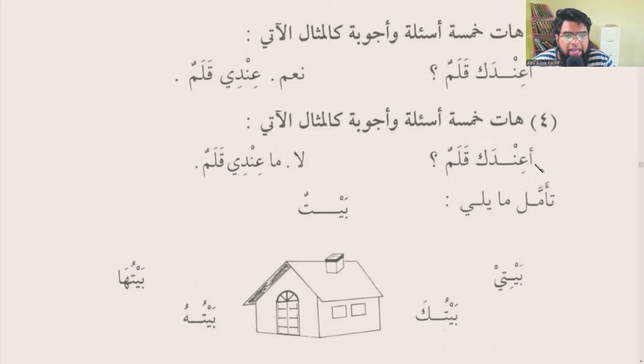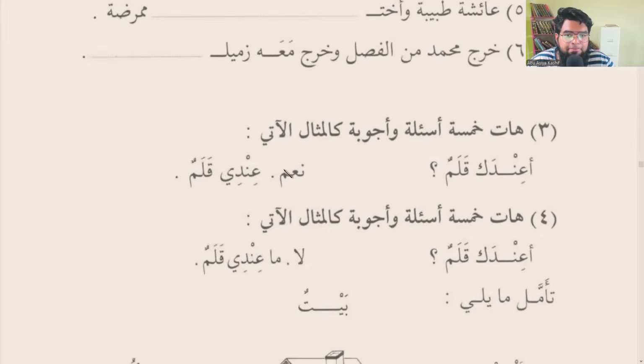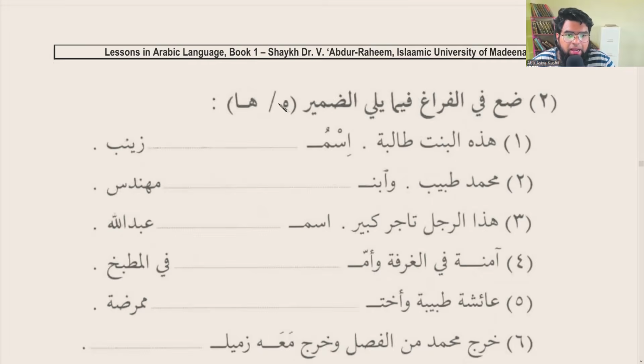You don't have. عندك قلم؟ لا ما عندي قلم. So عندك سيارة؟ لا ما عندي سيارة. عندك دراجة؟ لا ما عندي دراجة. عندك بيت؟ لا ما عندي بيت. I don't have a house. عندك دفتر؟ You have a notebook? لا ما عندي دفتر. هكذا. Okay. So that was done of the pronouns hu and ha, attached pronouns, no?